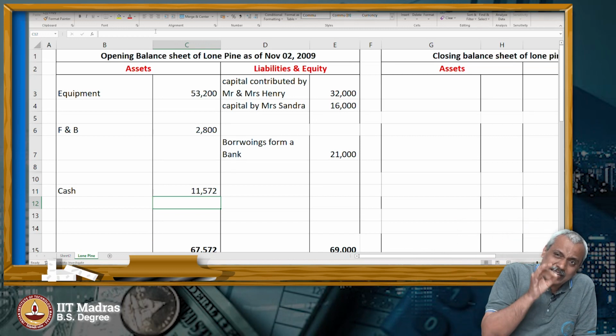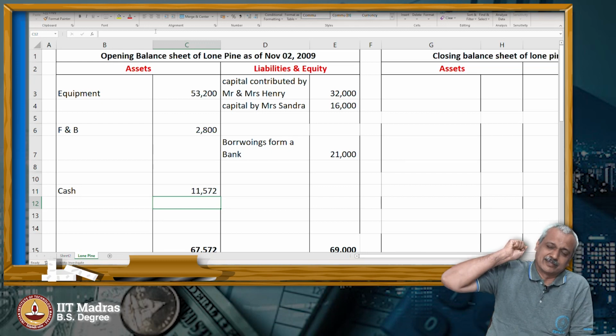So what are we looking at? We are looking at the balance sheet. That is, what is it you own? You own the license.